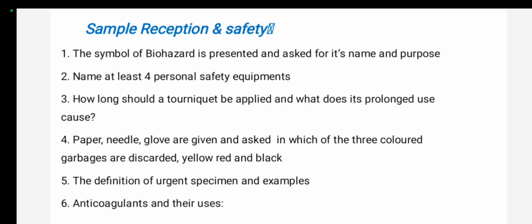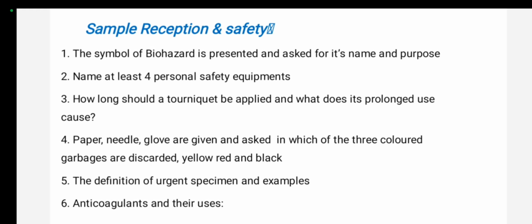So we may be given paper, glove, and needle. Paper is what? Non-sharp, non-infectious. Glove is what? Non-sharp, infectious. And the needle is what? Sharp, infectious. So we have to know which biohazard disposal mechanism is appropriate for which kind of laboratory waste. So this is very, very common.